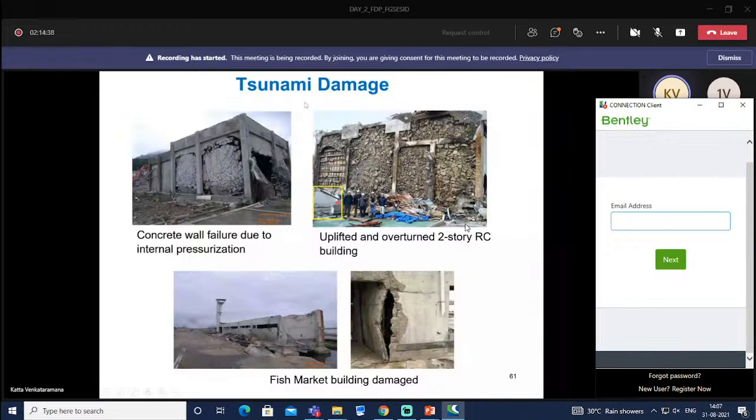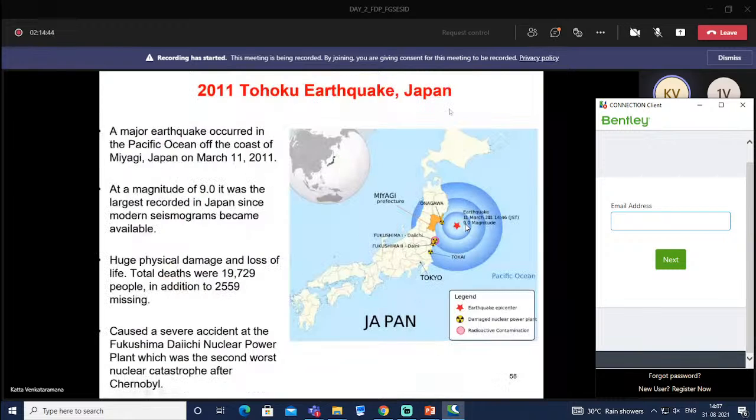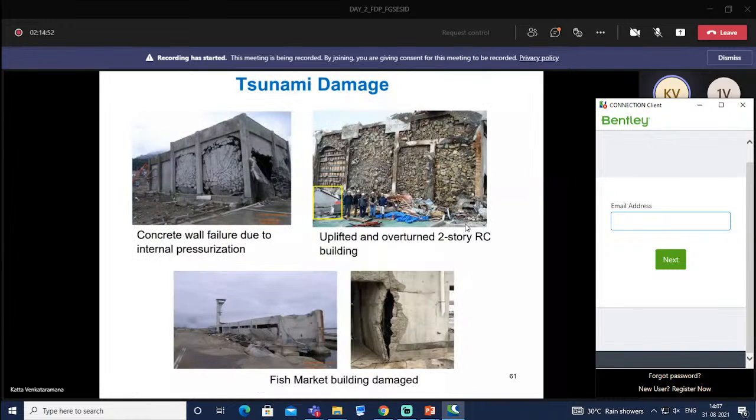During this earthquake, the epicenter we saw here resulted in a tsunami, and a lot of damage occurred along this coast due to the tsunami. Concrete wall failure due to internal pressurization uplifted and overturned a 2-story RC building. What we are seeing here is the bottom side of the RC building. Fish market building damage: cracks developed in the building and also uplifting damage.